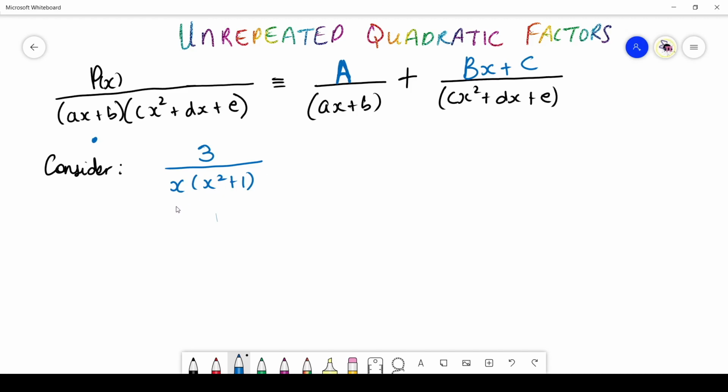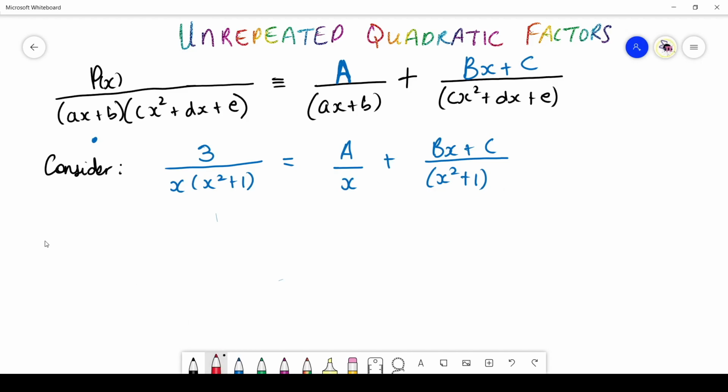The first one is not quadratic, it's linear. So that splits into a simple A on x. But the second one, it's not repeated, so we're only going to get one other split. However, your numerator is going to be related to that split in the form bx plus c. All right? So once you're finished doing your nice little split, it's time to go ahead and solve for the values of a, b, and c.